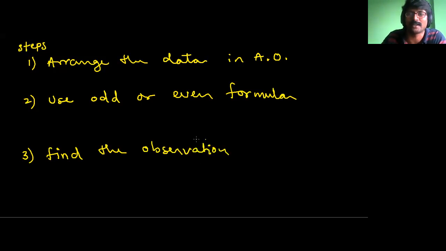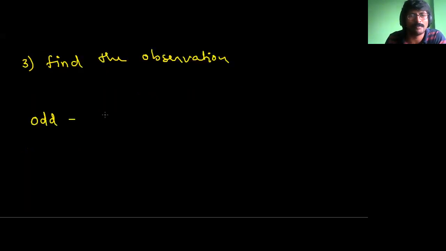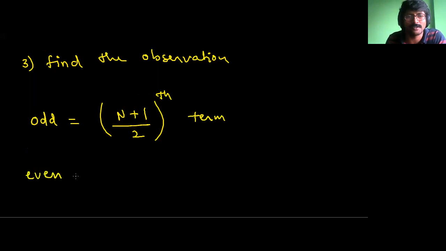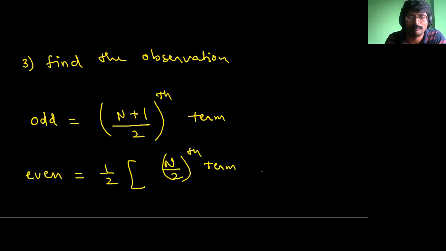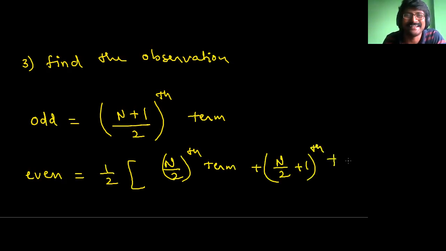Hold on. Before that, I'll teach you the odd and even formula. For odd, the median is the (n plus 1) upon 2th term. And for even, the formula is half of the n upon 2th term plus the (n upon 2 plus 1)th term. Writing, guys. Isn't it very, very simple?